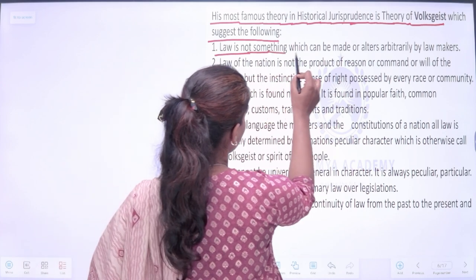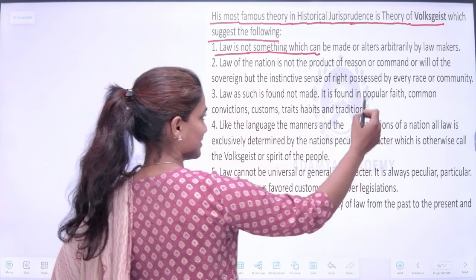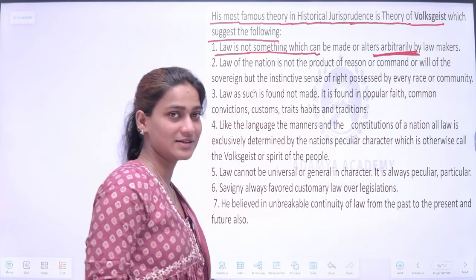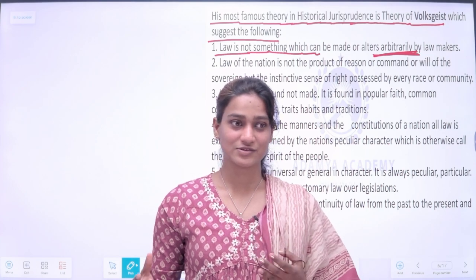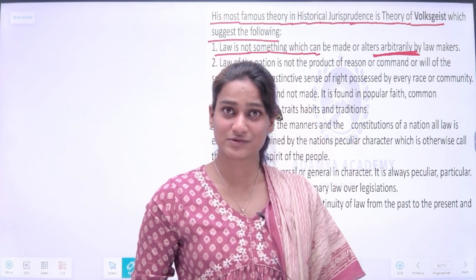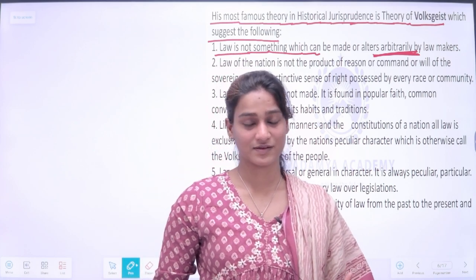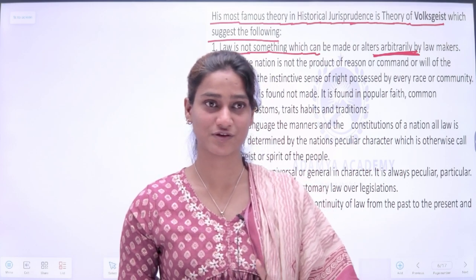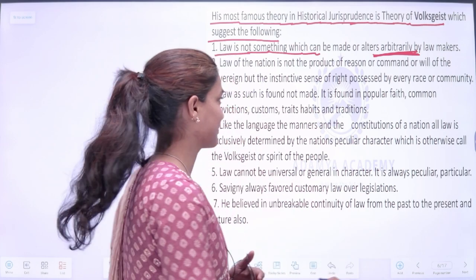Law is not something which can be made or altered arbitrarily by lawmakers. So the key word here is arbitrariness. So law is not something which the sovereign has made, and it can at any time, according to his will, change without any reason the law which is prevalent. So the arbitrariness of sovereign is not to be considered according to Savigny.